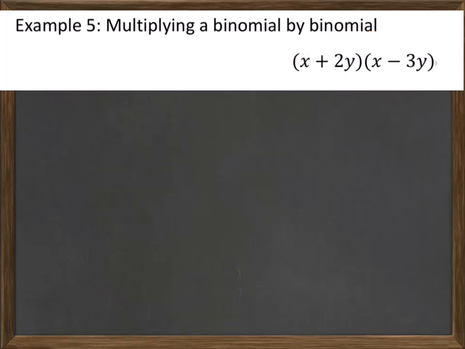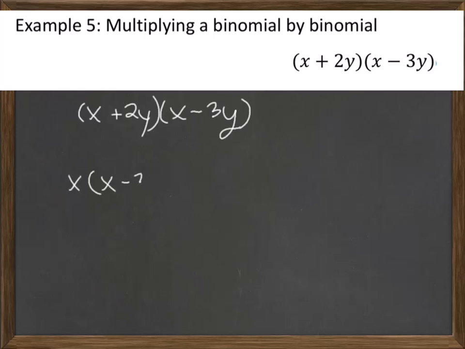So let's see what the distribution method looks like. So we have x plus 2y times x minus 3y. What we can do is rewrite this as x times the quantity x minus 3y plus 2y times the quantity x minus 3y. And then when we rewrite it like this, we just have two problems where we're distributing.